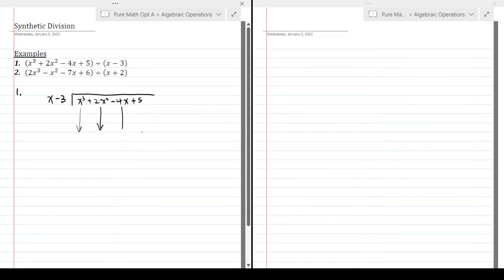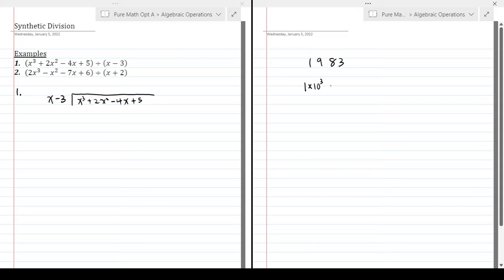Now, that place value layout is understood, similar to, for example, numbers, right? Let's say I give you the number 1983, right? That is understood to mean 1 times 10 to the power of 3 plus 9 times 10 to the power of 2 plus 8 times 10 to the power of 1 plus 3 times 10 to the power of 0, or just 3, right? So this is the so-called expanded notation, right?